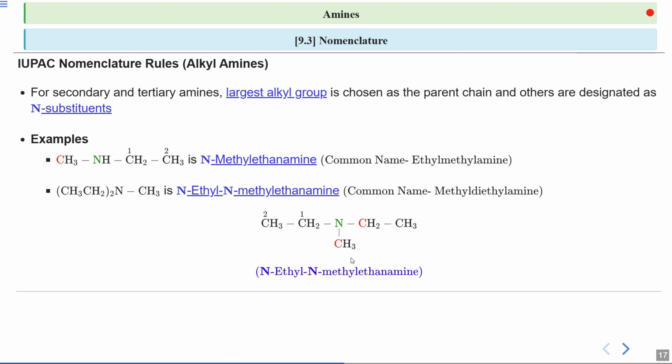Now see, this methyl group and this ethyl group are directly attached to the nitrogen atom, so they will be designated as N substituents. Look at the name: N-ethyl, N-methyl, ethane amine. Ethyl comes first because alphabetically E comes first. And the common name is methyl diethylamine, because two ethyl groups are attached. So I hope now you know how we are doing the IUPAC nomenclature.